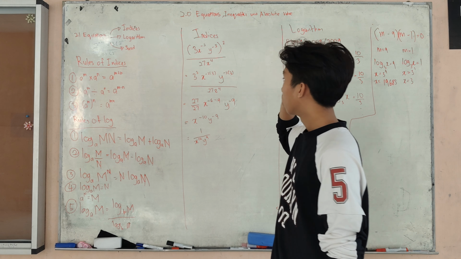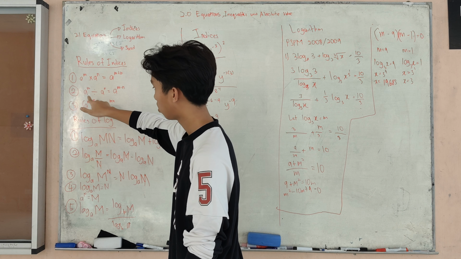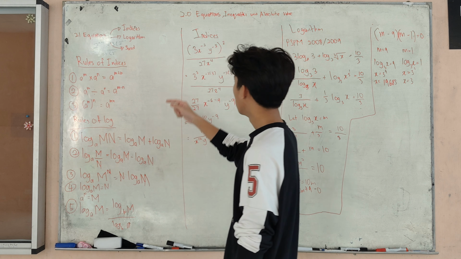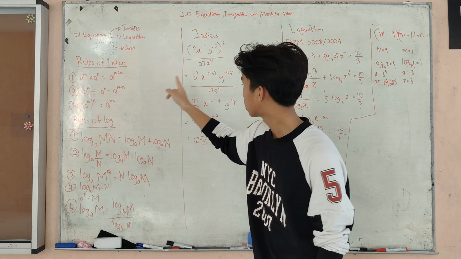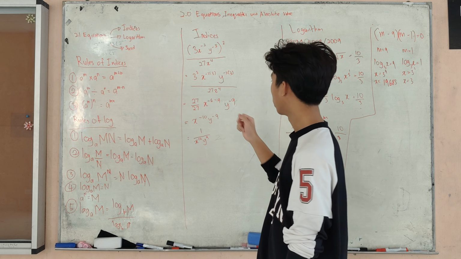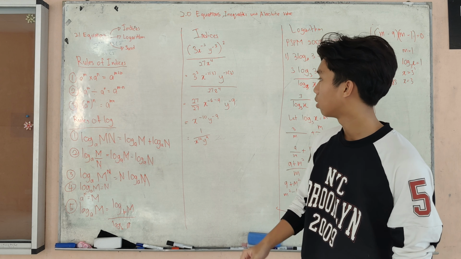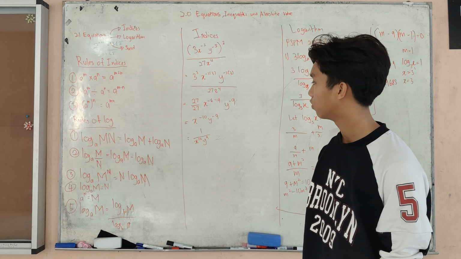Now, from this, we can look back to the rules of indices, where a to the power of m, to the power of n, gives a to the power of mn. So we just put it into this equation. So 3 to the power of 3, and then x to the power of negative 2 times 3, and y also to the power of negative 3 times 3. Then we have 3 cubed, which equals 27. Now 27 divided by 27.